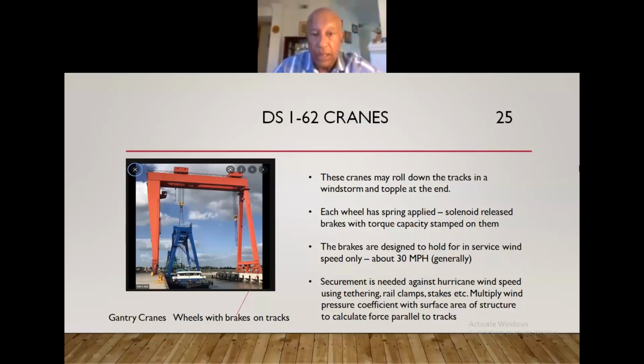So what the user has to do is calculate the local windstorm velocity, the pressure on this structure, and the force, and from that they can calculate the force along the length of the track and provide the securement against the wind speed. It can be tethering, it can be rail clamps, and it can be stakes, etc. And how to calculate them and how to install them are all spelled out in this data sheet.